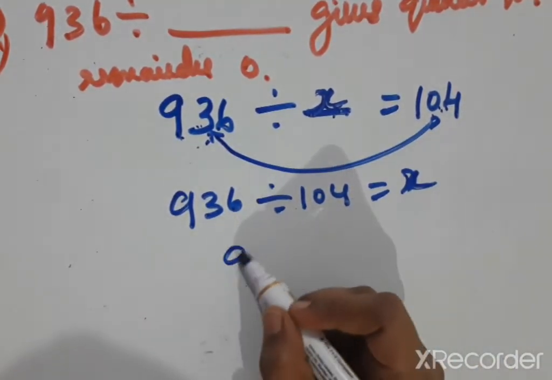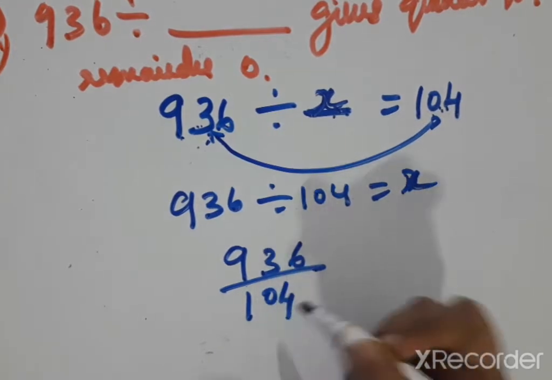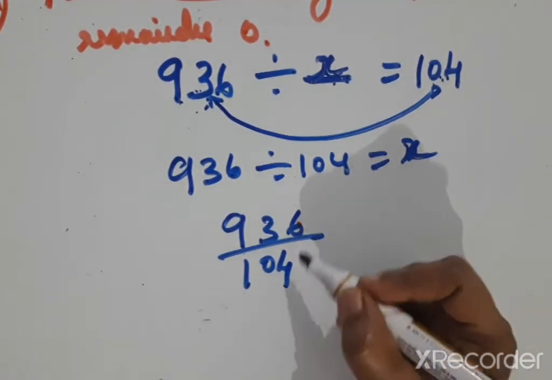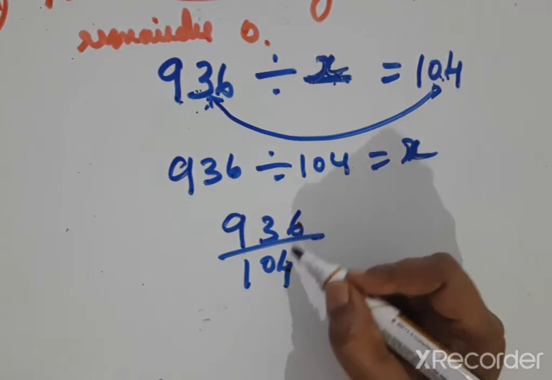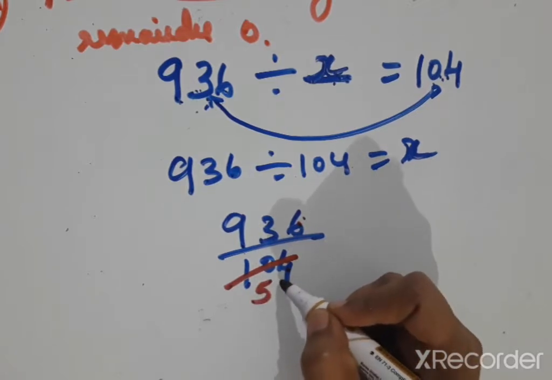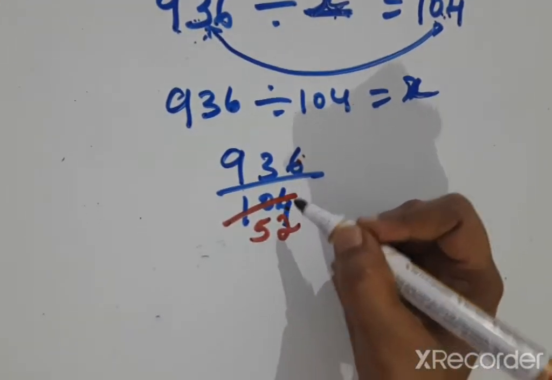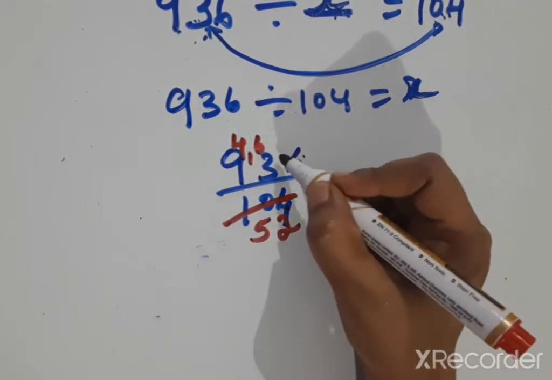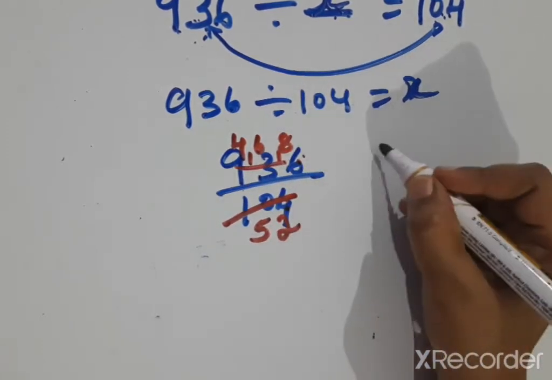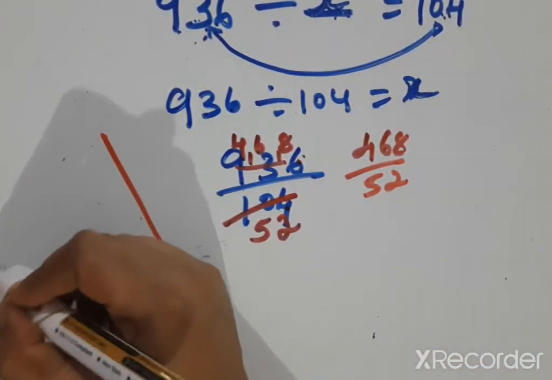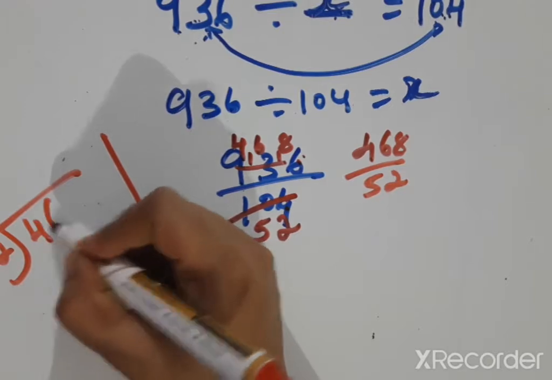Now we have to find 936 by 104. We can cancel the values. Last numbers are 6 and 4. Check the last number. Even numbers means we divide with 2. 2 ones are 2, 2 fives are 10, 2 twos are 4. Then 2 fours are 8, 2 sixes are 12, 2 eights are 16. 468 by 52, that we have to divide. Okay, 52, no place, that's why I am writing here 468.